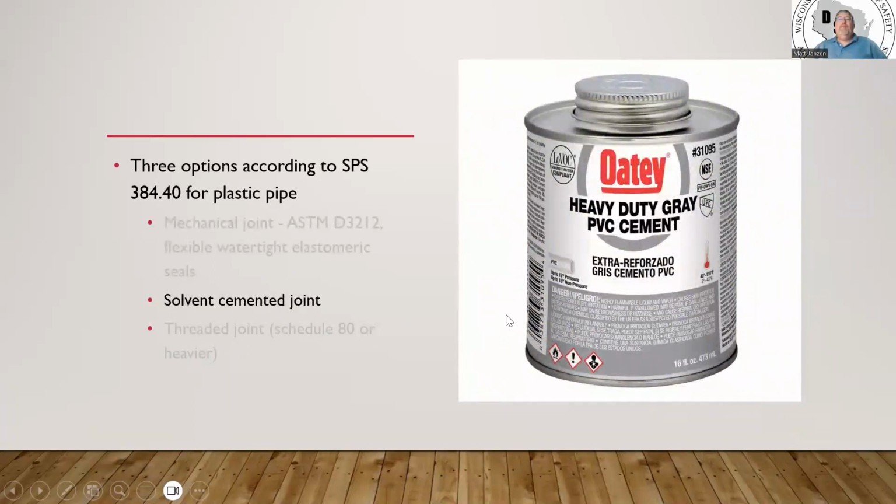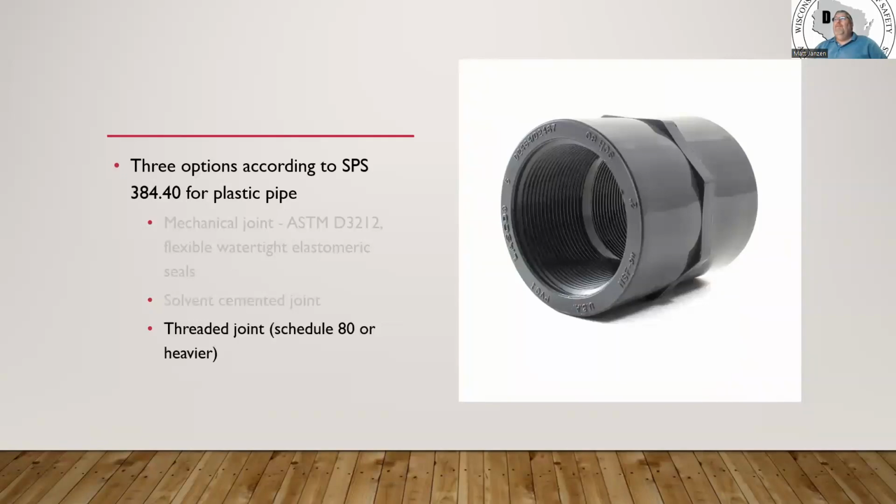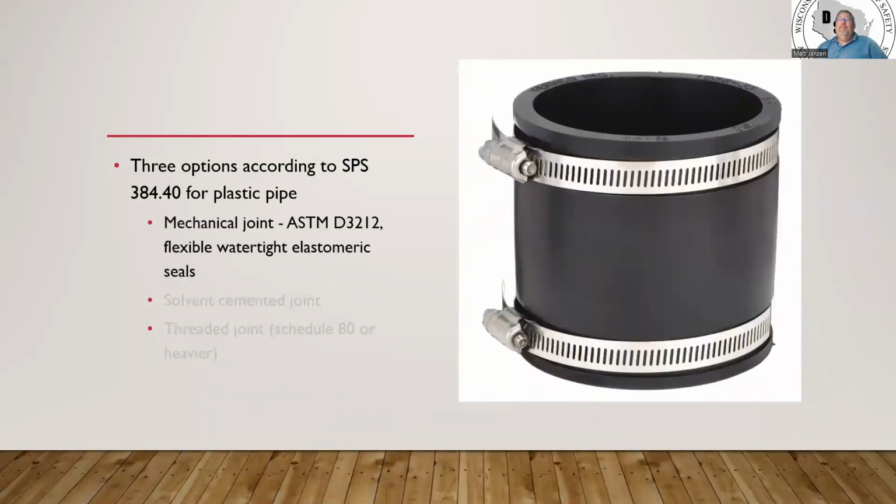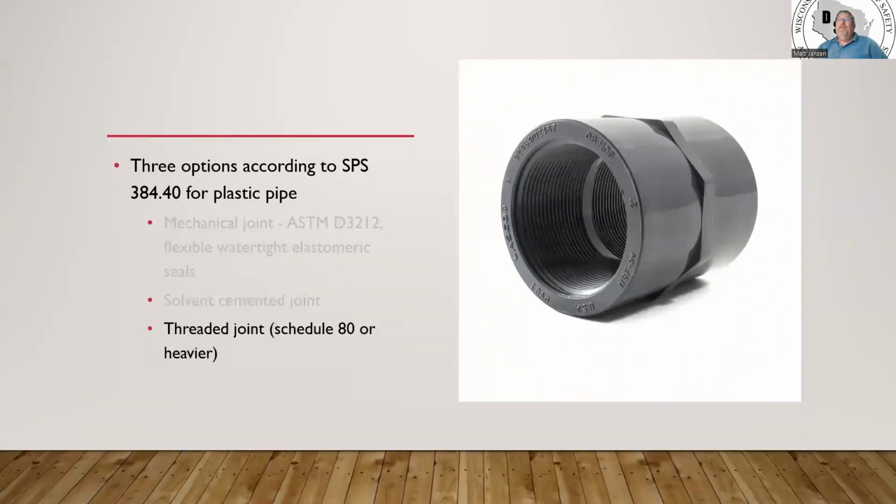The next option would be a solvent cemented joint. So we've seen this, usually you've got the purple primer and then you've got your cement. So that would be the second one, is to cement the joint. The third option for plastic would be a threaded joint. That has to be schedule 80 or heavier. So the gray schedule 80s can be fit together just with a threaded joint. So the options are mechanical joint, solvent, or threaded joint. There is not a pressure fit. So they should be gluing the pipes together out there in a drain field.